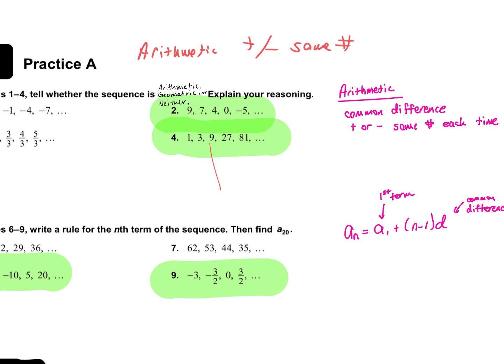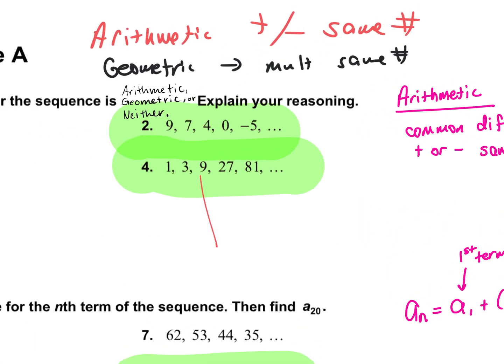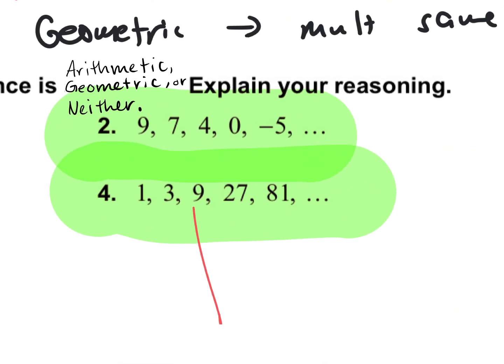When I have a geometric function, what do you do? You multiply. It's only multiply the same number every time. So let's figure out everything in green. We're going to do those together. Just think for a minute, how did I get from 9 to 7? Minus 2. Okay, how did I get from 7 to 4? Minus 3. How did I get from 4 to 0? Minus 4. How did I get from 0 to negative 5? Minus 5.